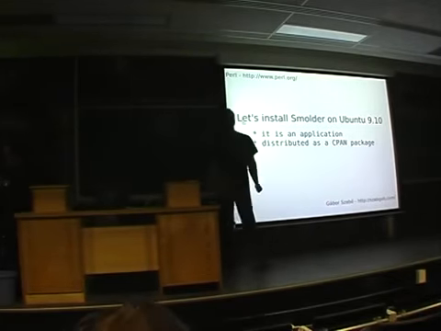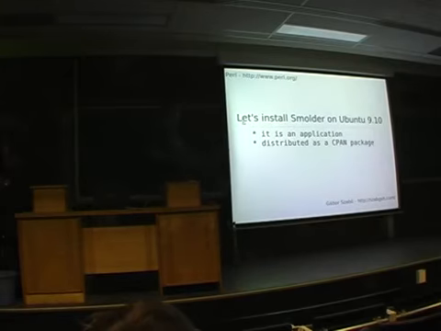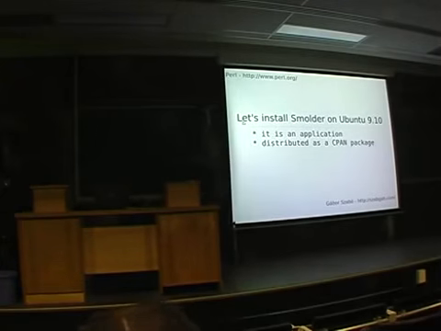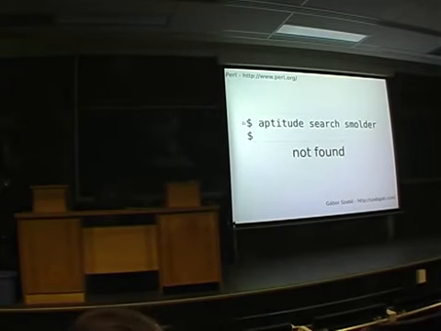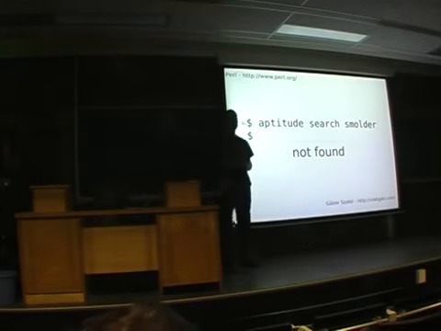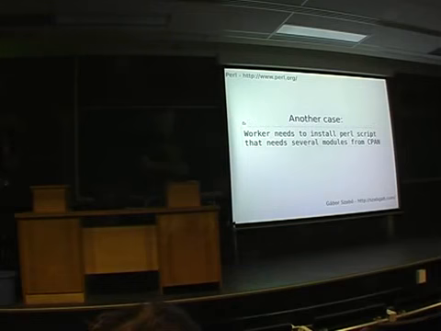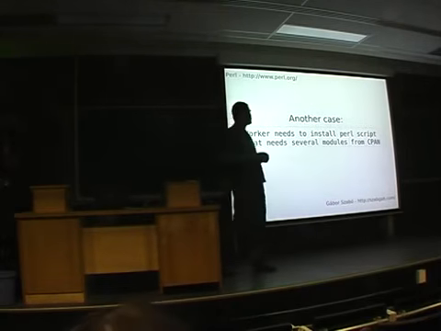Does anyone know what Smolder is? Okay, so it's a web application collecting test data from perl, but it doesn't really matter because, in fact, it's also a module on CPAN. So if I want to install it, I just go and try to install it from my package management system, right? So for example, I'm using Ubuntu, so I'm trying to search if Smolder is there in the package management system. I'm using 9.10, and it's not found. It's not there.